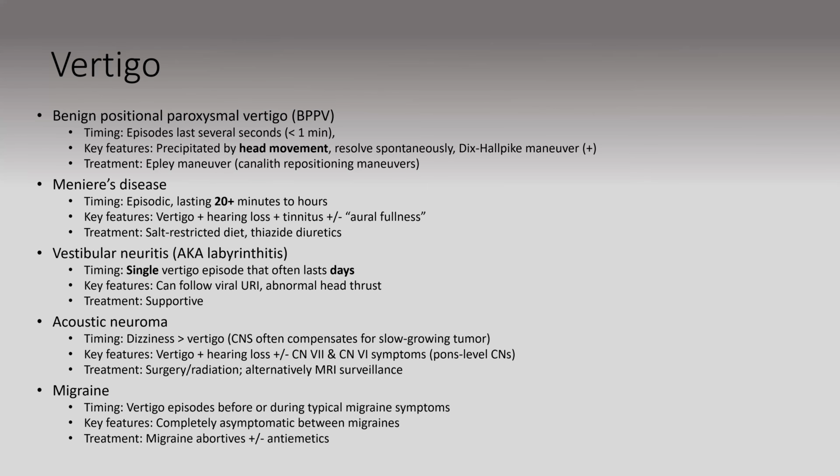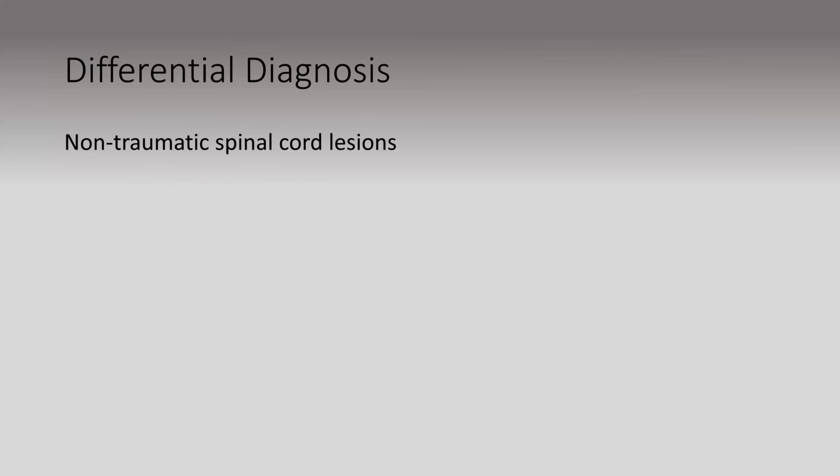So these are the high yield differentials. Keep in mind the timing. Remember the key features that tell you how you differentiate the two. And then the last thing, keep in mind the treatment. If they make the diagnosis easy, they may give you a treatment, which can trick you up. So that's all I wanted to touch on for vertigo. So let's move on to the next one.